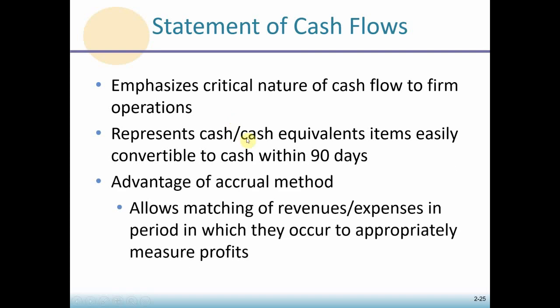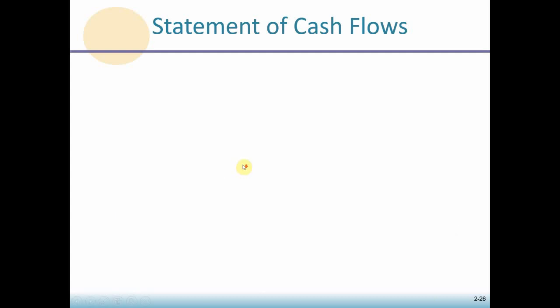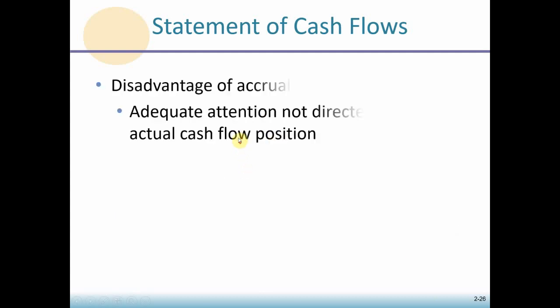Statement of cash flows. You've got to have cash. Cash is king, right? And so this is huge. It emphasizes the critical nature of cash flow. We take a look at that, and there are companies that can show profits and not have cash, and there are companies that can have lots of cash and not show profits. We'll look at some reasons for those as we go along. I don't want to spend a whole lot of time talking about it now because it's that important, and we get into it fairly deeply as the semester rolls along.